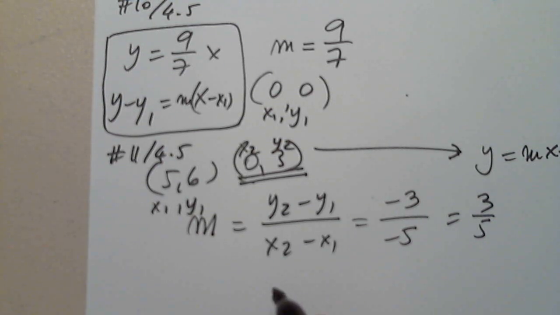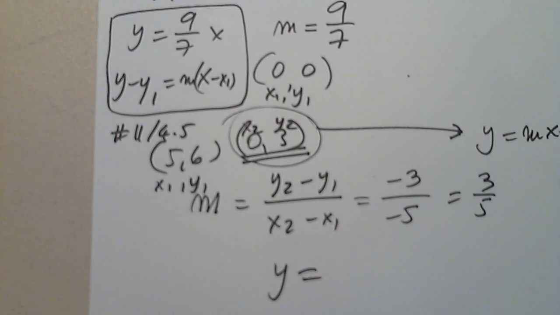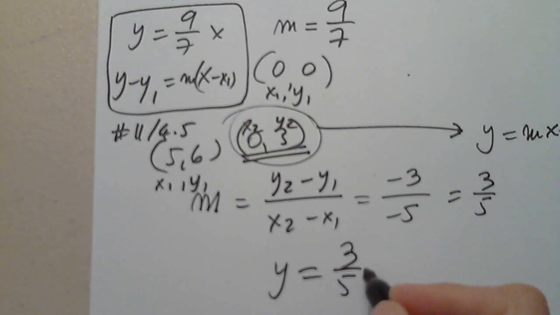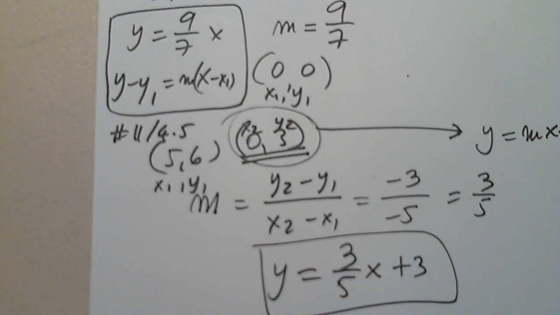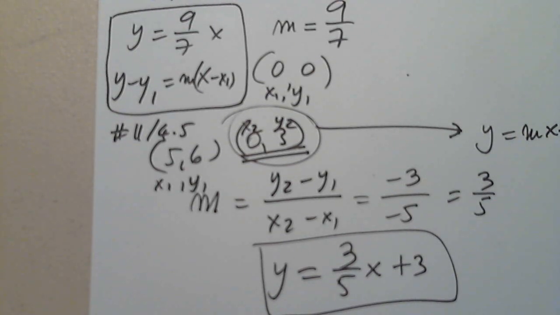Perfect. So now I'm ready to write the equation because I already have the y-intercept. The y, 3/5. Yes, 3/5 x plus 3. That's it. Indeed. Any questions on this problem? Okay, moving on.